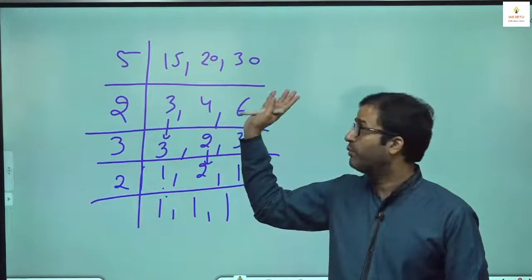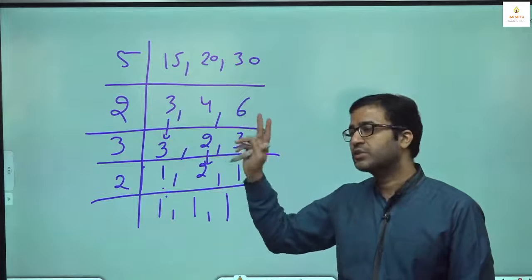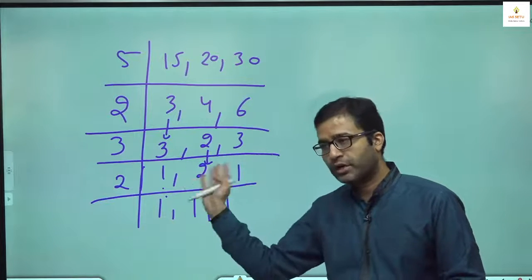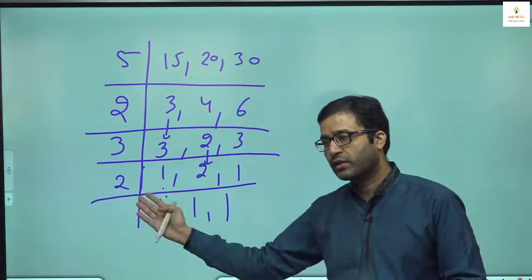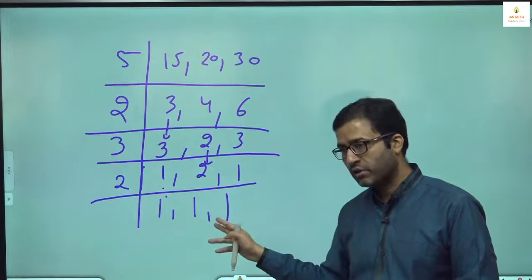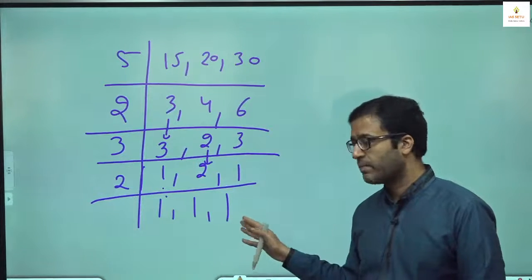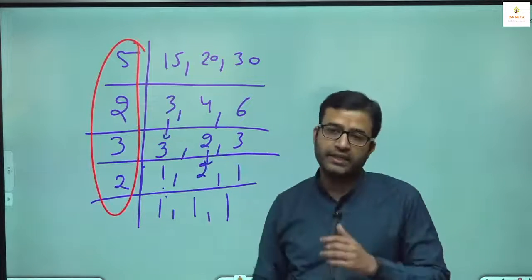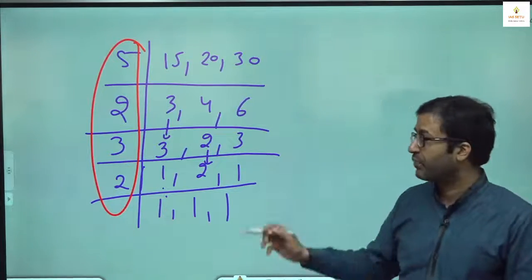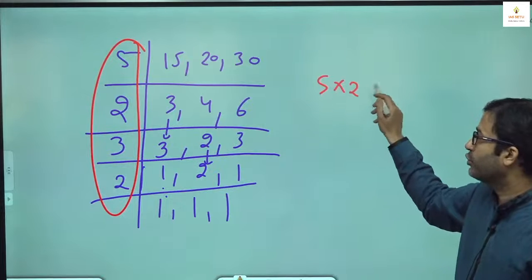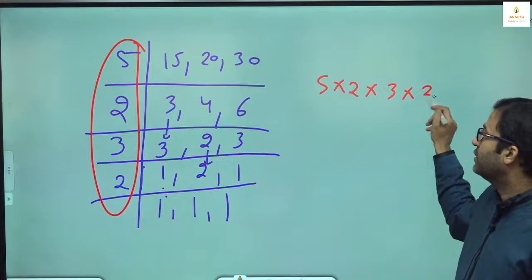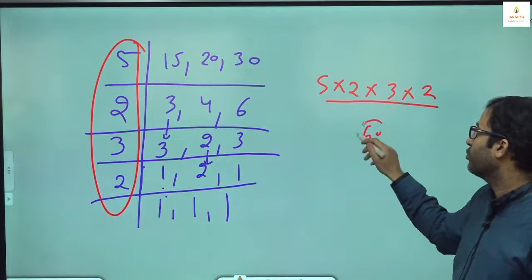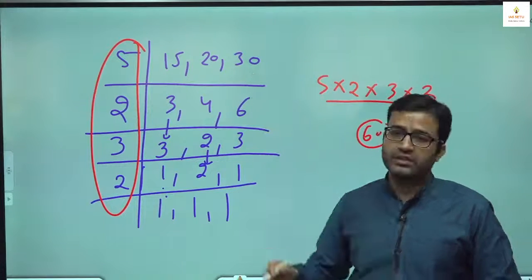First you take common from all the numbers. Then if it is common from 2 numbers, then also you have to take common. Then if it is 1 number, take common. Try to make all these numbers 1 1 1. जैसे ही सारे नंबर यहाँ पे 1 1 1 हो जाएंगे, multiply all these factors here, that gives your LCM. 5 into 2 is 10, 10 into 3 is 30, 30 into 2 is 60. So what is the LCM of 15, 20, 30? 60.